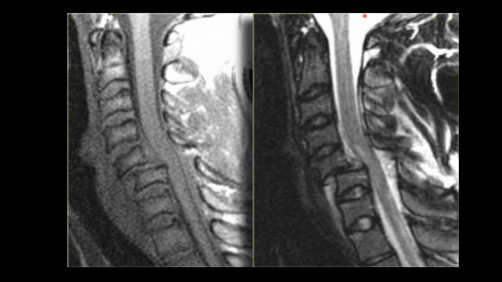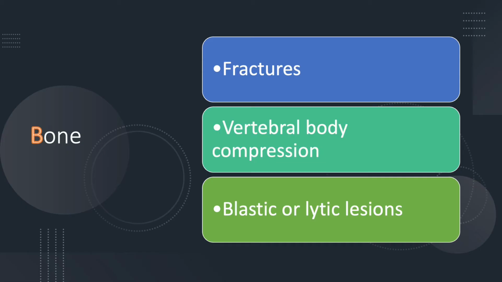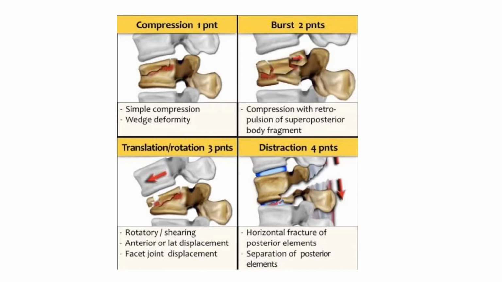Now we go on to B. B, like I told you before, is for bone. What are you looking for? Sometimes you're looking for fractures. Sometimes it could be a burst fracture. Sometimes it could be just a vertebral body compression. Or sometimes even blastic or lytic lesions inside the bone can also be picked up as signal changes in an MRI. Fractures sometimes can be a compression or can be a burst when both your columns are involved.